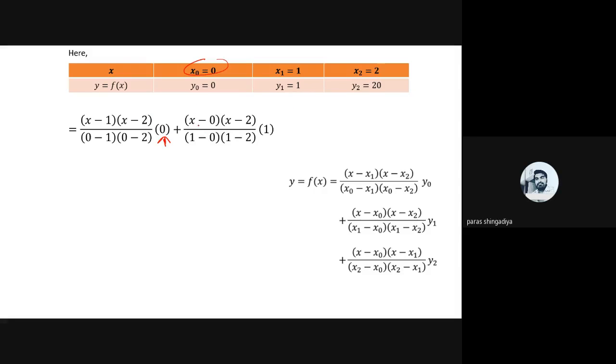And the second one, that is x minus 0 and x minus 2, because x1 we have to skip here. So now use the x1 in place of x, so it is 1 minus 0, 1 minus 2 into the y1, that is equal to 1.